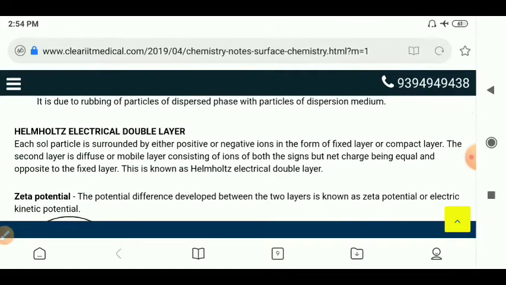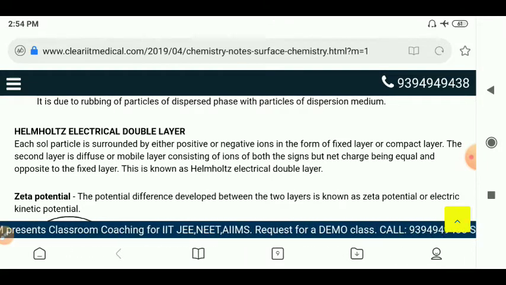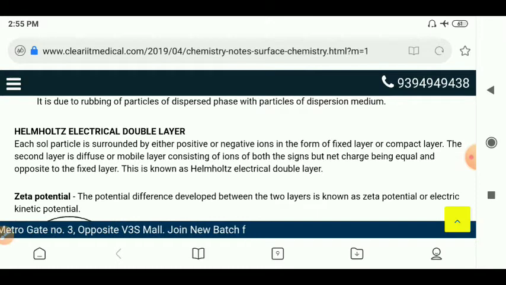See what the Helmholtz double layer is. When we take a colloidal particle, it forms two layers. One is positive, the next one is negative. Otherwise, if one is negative, the next one is positive. Such a layer is called a Helmholtz electrical double layer. Helmholtz is the name of the scientist. So what is the Helmholtz double layer? Each solid particle is surrounded by either positive or negative ions in the form of a fixed layer or compact layer. The second layer is a diffuse or mobile layer consisting of ions of both signs, but the net charge being equal.